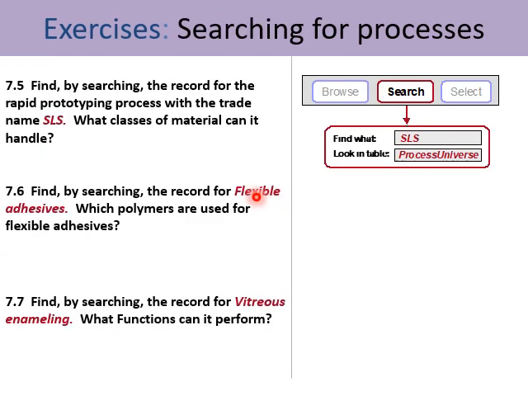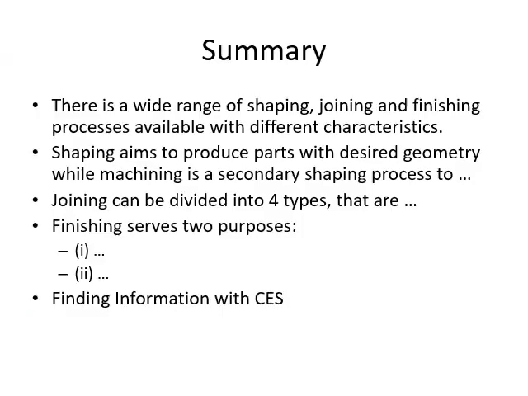Another exercise you can use, for example, over here, find the record for the rapid prototyping process with the trade name SLS. And over here is the flexible adhesive. Which polymers are used for flexible adhesive? And then 7.7 is vitreous enameling. What functions can it perform?